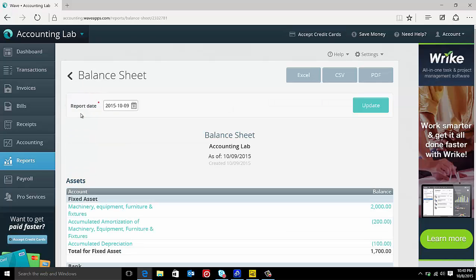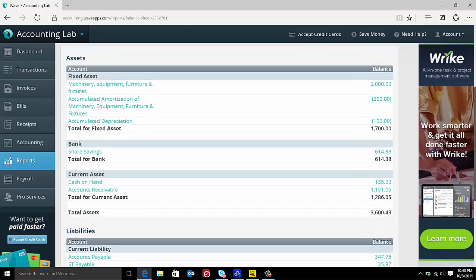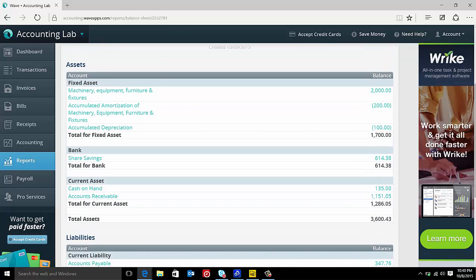So you can see that a balance sheet is comprised of three main categories. The first one being assets, followed by liabilities, and then finally equity. So your assets are all of the things that belong to the business or are controlled by the business, or things that are owed back to the business. So you can see here we have fixed assets, bank accounts, and accounts receivable and cash. Those are the main groupings or categories of assets, although you may have others as well.